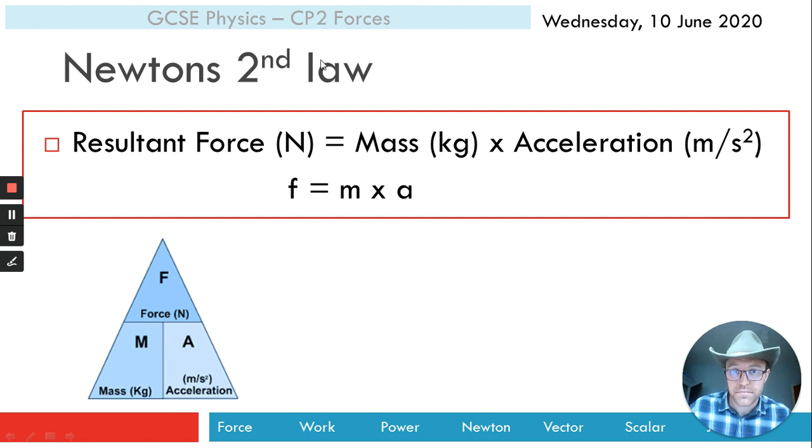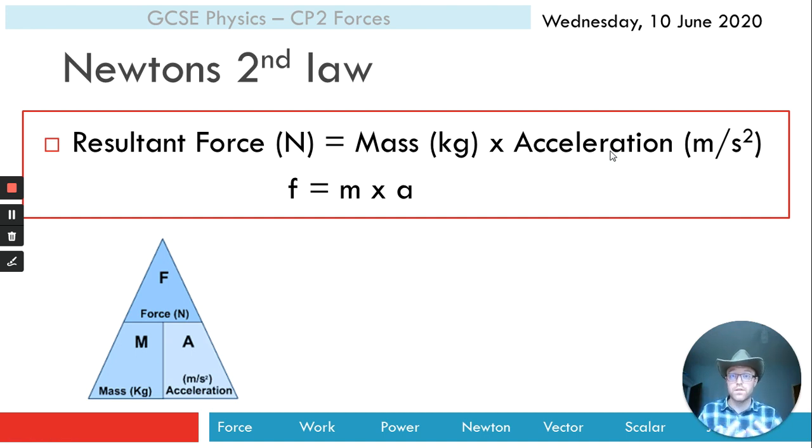Newton said that if I have an object of a certain mass in kilograms and I apply a certain force to it in newtons, then it will give the object a certain acceleration in meters per second squared. If I double the force on that object, then I will double the acceleration. If I double the mass of an object, but I keep the force on the object the same, then I will halve the acceleration.